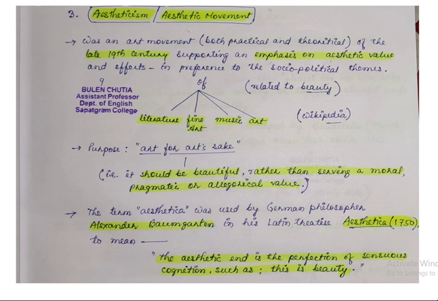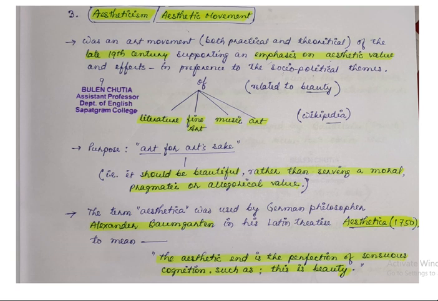The main purpose of aestheticism was art for art's sake. It should be beautiful rather than serving as moral, pragmatic, or allegorical value. That is, art should be for its own sake, not for others' sake. So this is written in A Glossary of Literary Terms by M.H. Abrams. You can go through it.